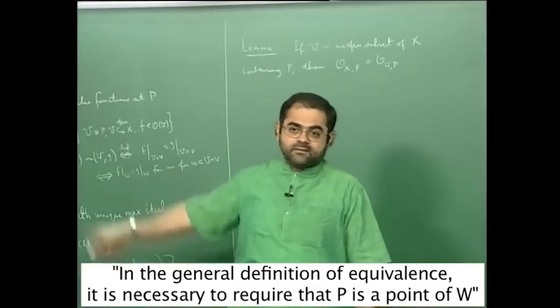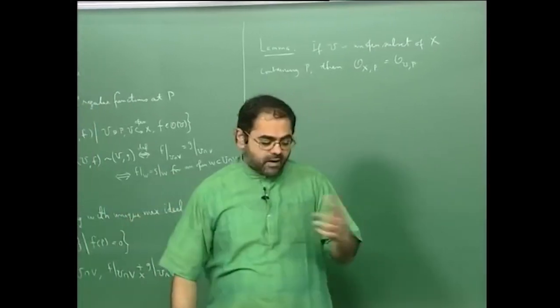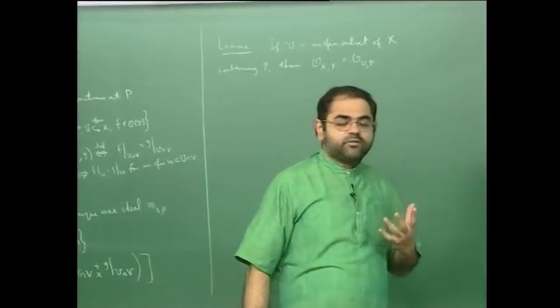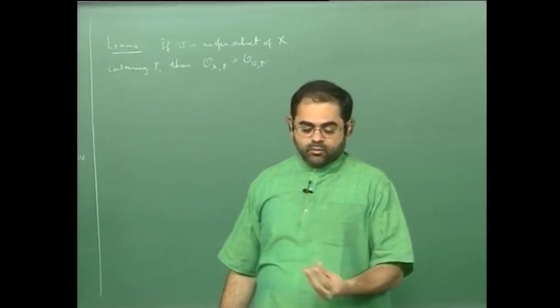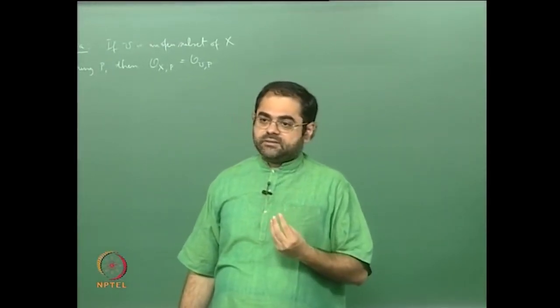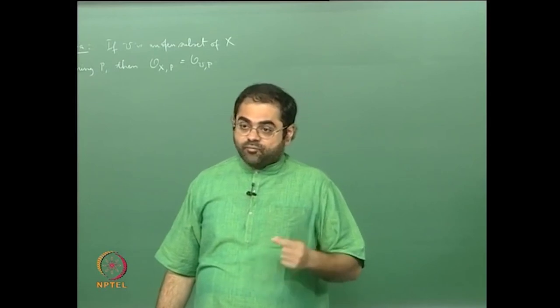So the process is very general. The fact that you are getting a local ring is very beautiful. It tells you that local rings come out of geometry by focusing attention at a point. But then the question is, what is this local ring?